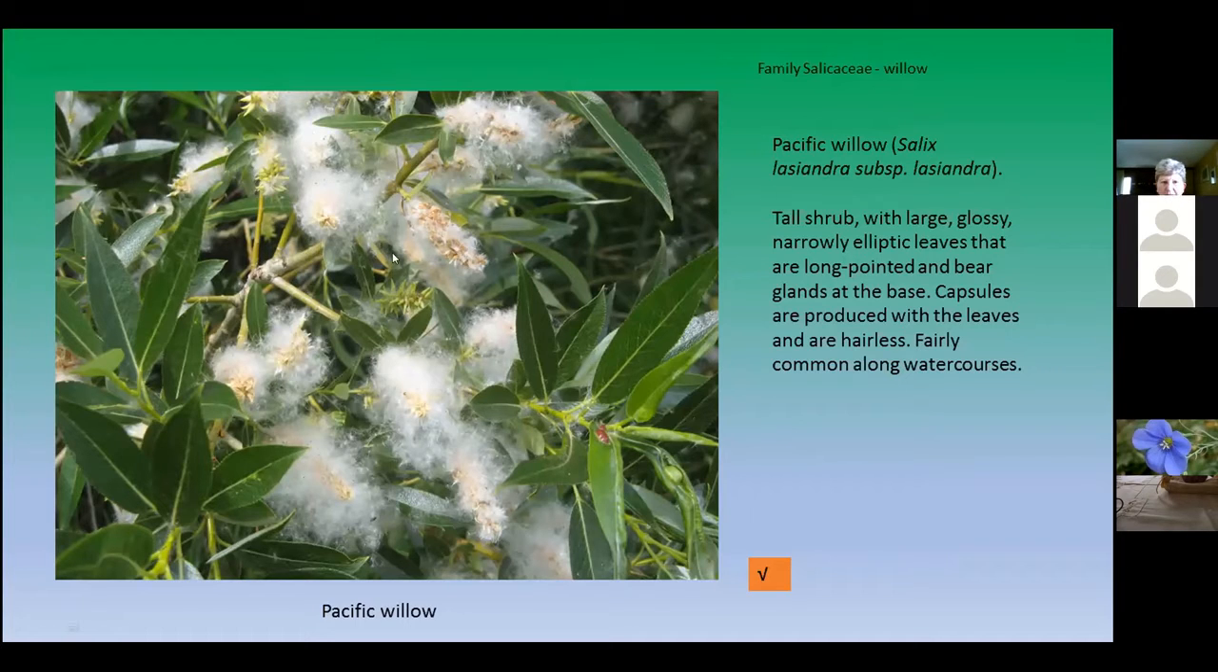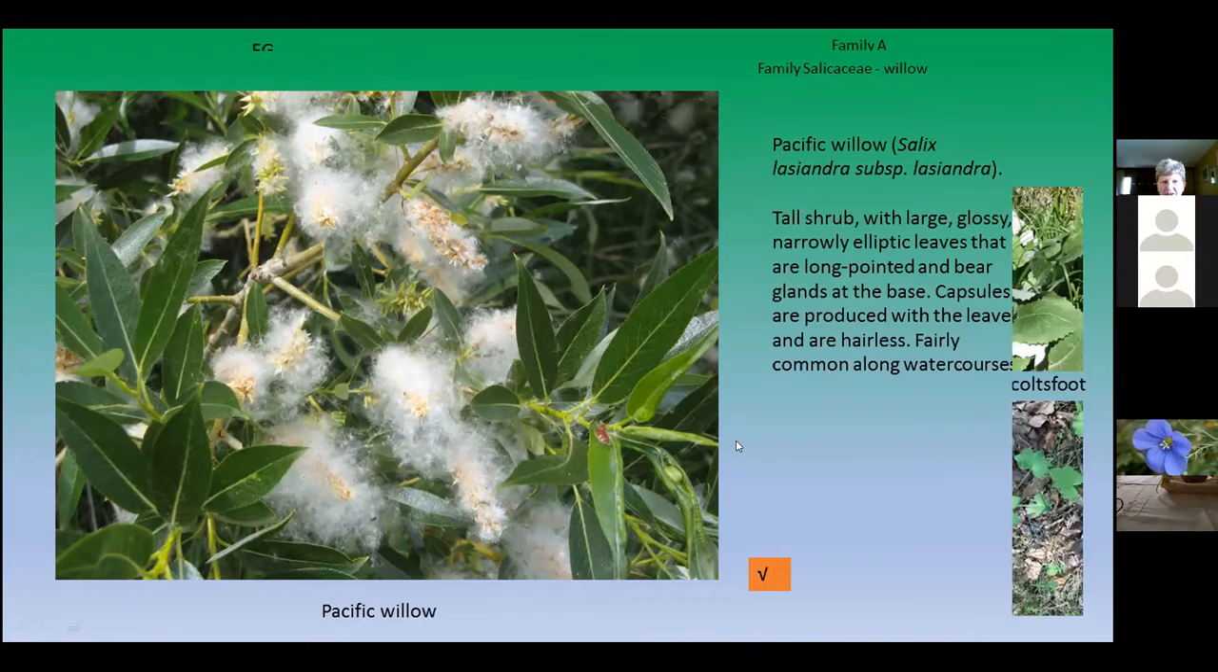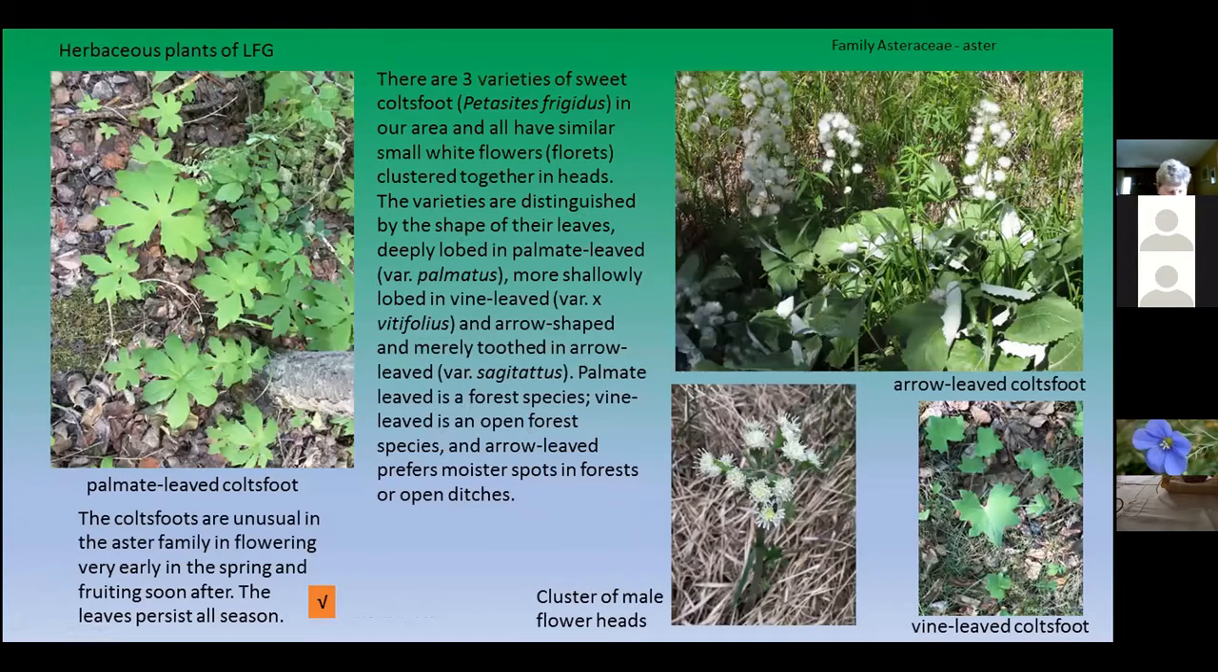Of course, most people are probably familiar with the fruiting catkins of willows. It's in the willow family, as are the poplars. So again, a similar flower structure with very small flowers that produce capsules that then split open to release all these seeds, which have attached to them these clusters of white hairs, which aid in wind dispersal. So moving on to the herbaceous plants, I did see some palmate leaf coltsfoot.